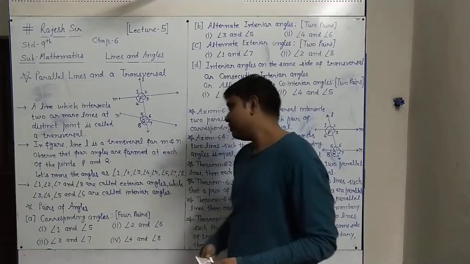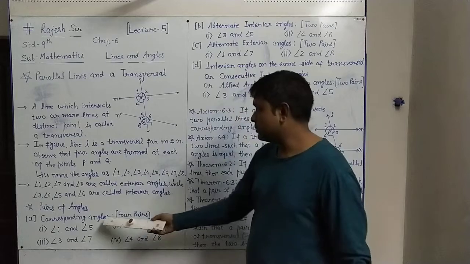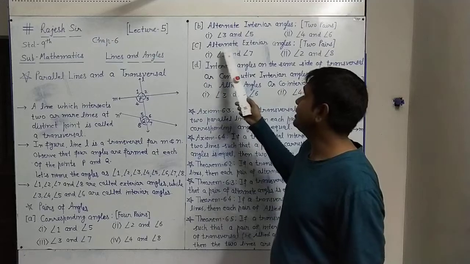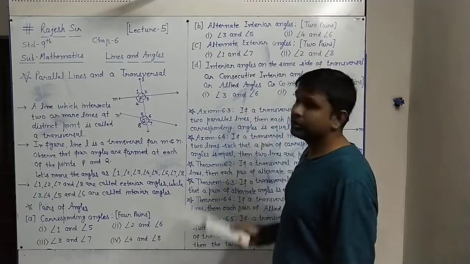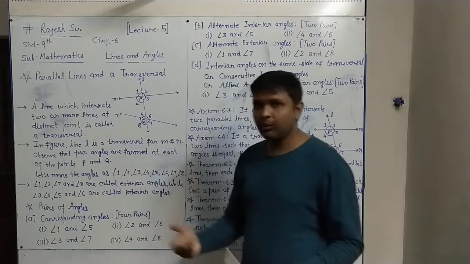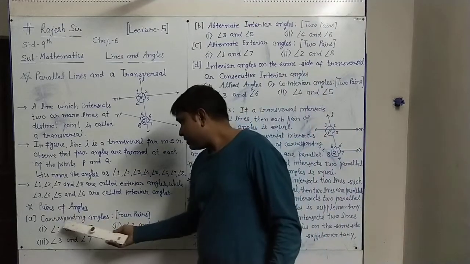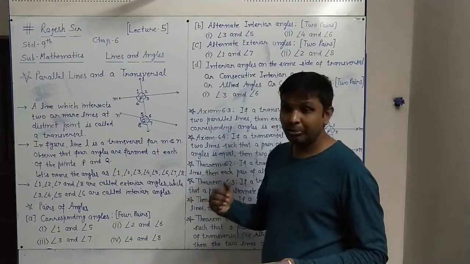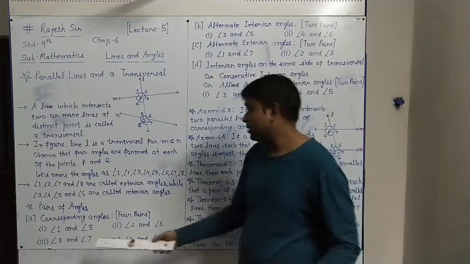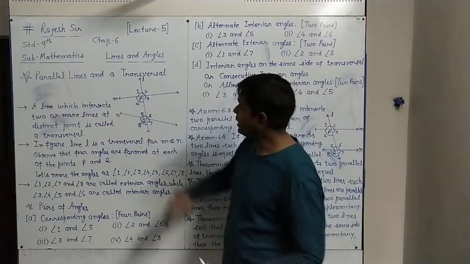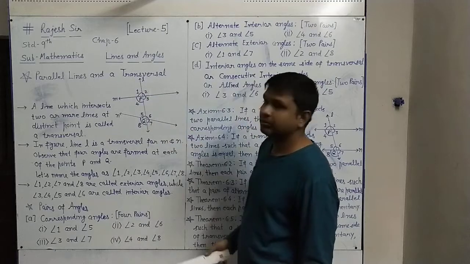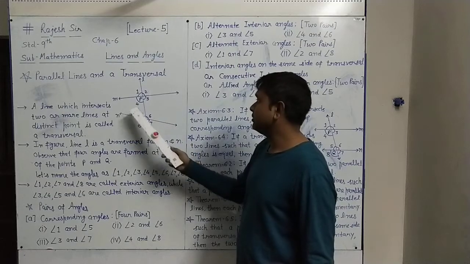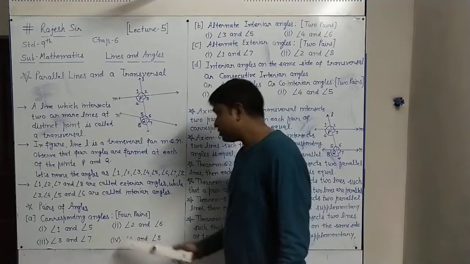Now we will have some pairs of angles. Pairs of angles are categorized in four parts: A, corresponding angles; B, alternate interior angles; C, alternate exterior angles; D, interior angles on the same side of the transversal. So we will see the pairs one by one. Corresponding angles: you will find four pairs. Which angles are called pairs of corresponding angles? They are angles 1 and 5, 2 and 6, 3 and 7, 4 and 8. So there are four pairs of corresponding angles.